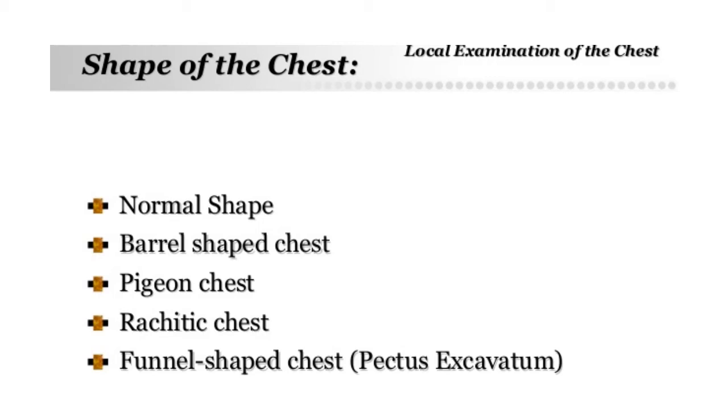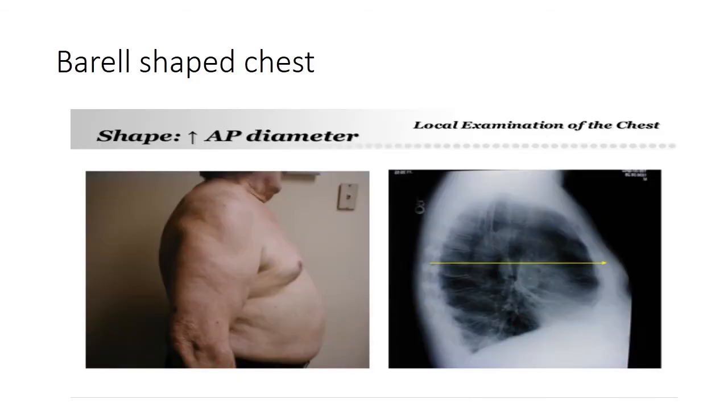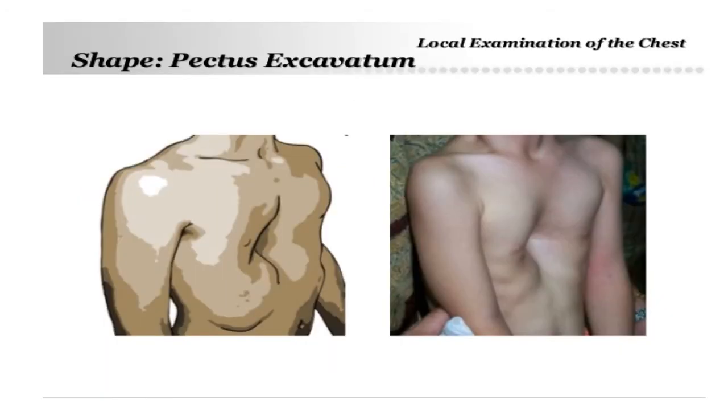Pectus excavatum is the chest in which the sternum is depressed, and pectus carinatum is the chest in which the sternum is protruded. You can see here the barrel shaped chest. This is the barrel shaped chest. This is pectus excavatum. You can note here that the sternum is depressed inside, and if the sternum is protruded outside, then we call it pectus carinatum.